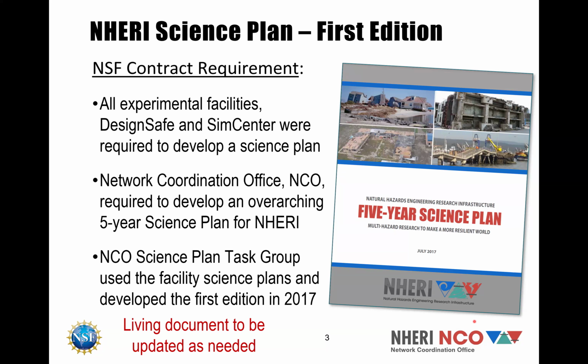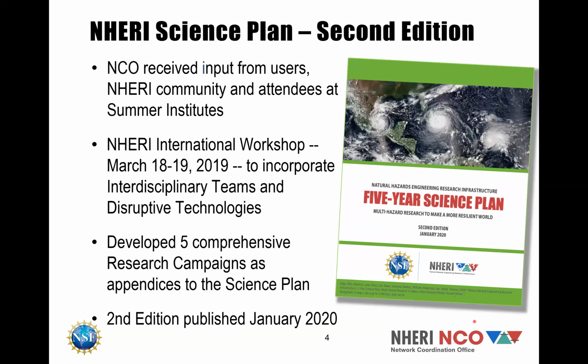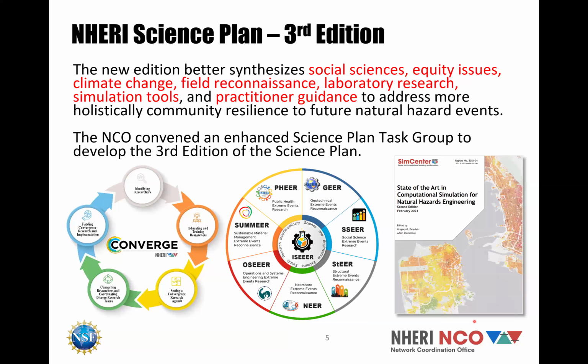Science plans need to change as demand changes, and as you complete some of the tasks, you move forward to others. So the NCO collected a lot of input on that first edition, and decided to hold an international workshop, which was held in March of 2019, to get more input on the science plan and what could be improved. That workshop produced 5 comprehensive research campaigns, which are appendices to this second edition, and they're still good. We did not change them or update them. We simply added to them, but we didn't reprint them. So there are 5 research campaigns, and I'll tell you a little bit about them in the original second edition. That was published in January 2020. There were still a few things missing, or at least not covered in as much detail as we would have liked.